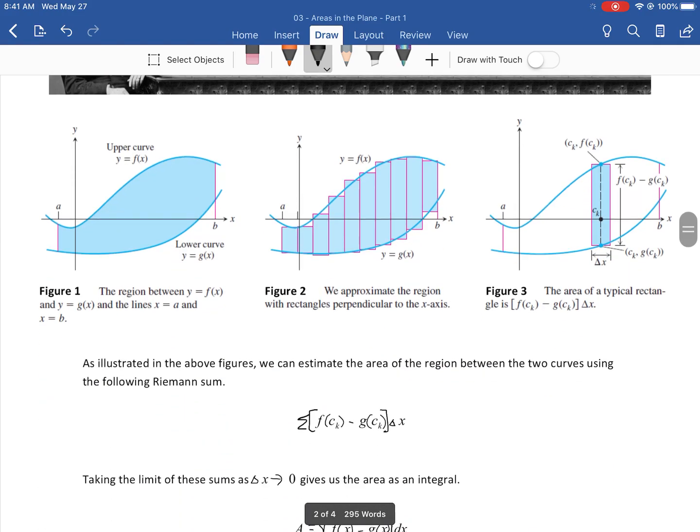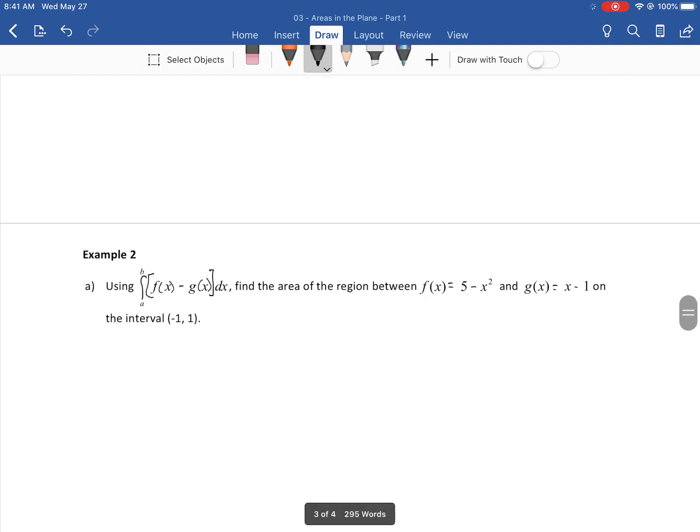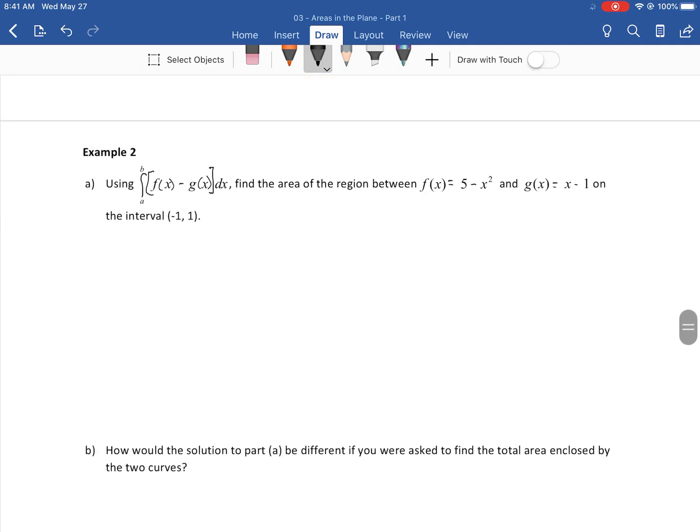And that's what we'll do moving forward. So, some examples. It says you can just subtract the two functions beforehand to find the area between these two functions that I've got here.